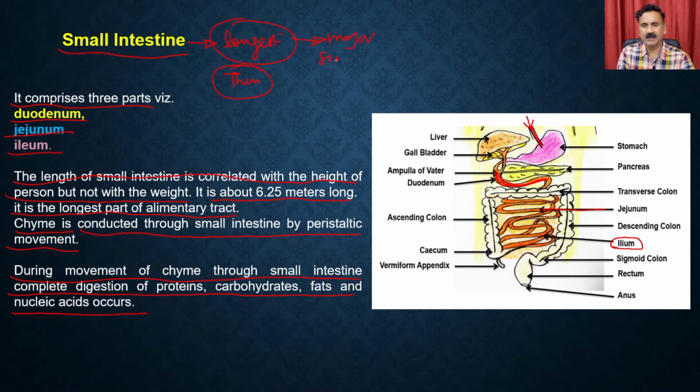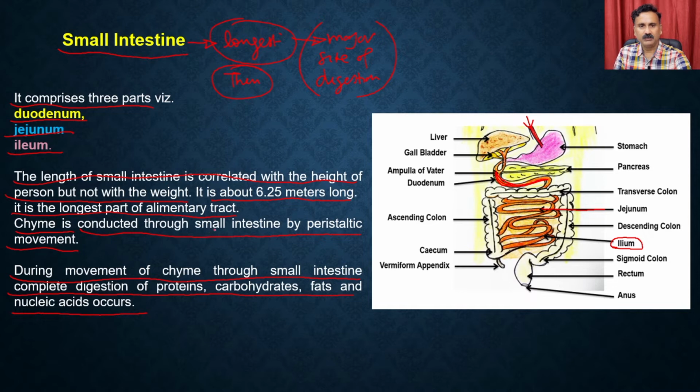It is a major site for digestion, and that is why the small intestine is well connected to different types of hormones and secretory glands. You can see that the pancreas is also connected to the small intestine. It delivers some of the enzymes into the small intestine, and the liver and other glands are also connected to the small intestine.